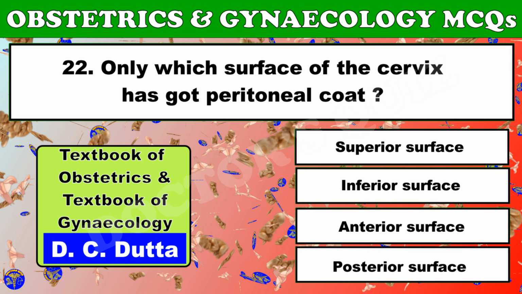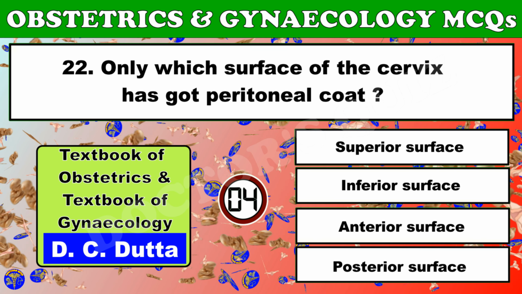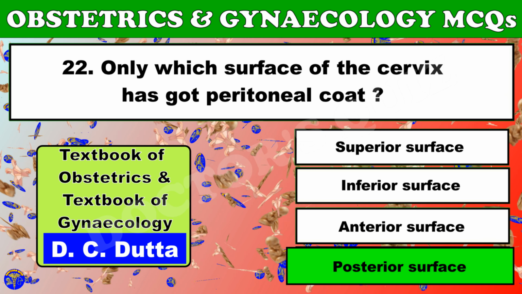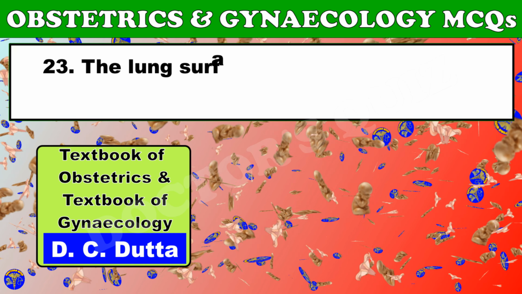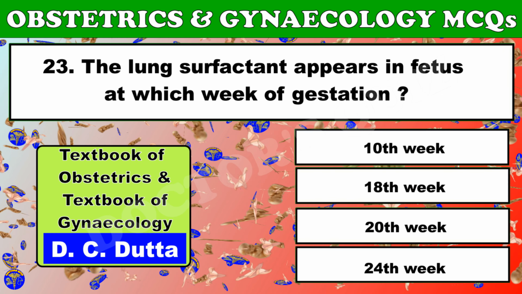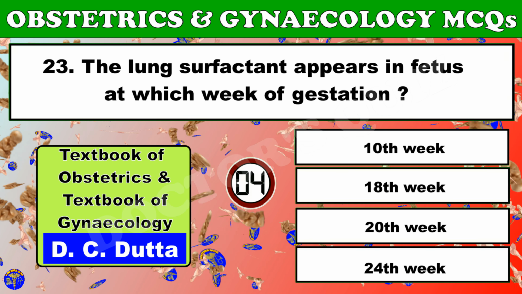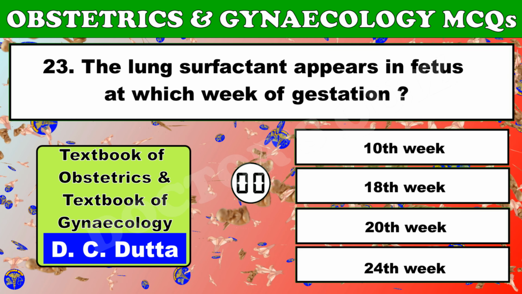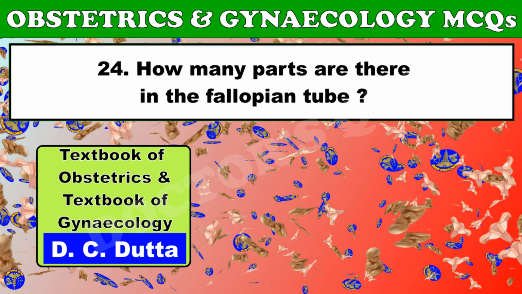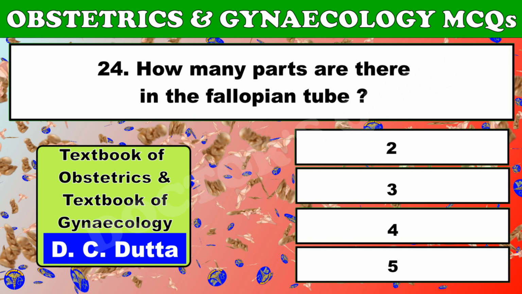Options are superior surface, inferior surface, anterior surface or posterior surface. Answer is posterior surface. The next question is, the lung surfactant appears in fetus at which week of gestation? Options are 10th week, 18th week, 20th week or 24th week. Answer is 24th week. Next question is, how many parts are there in the fallopian tube? Options are 2, 3, 4 or 5.